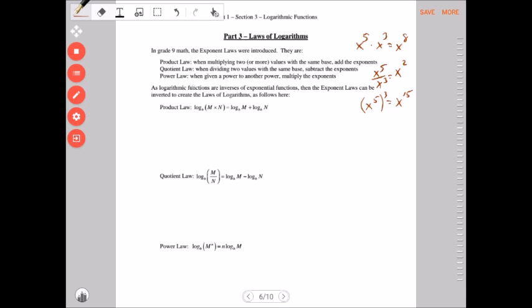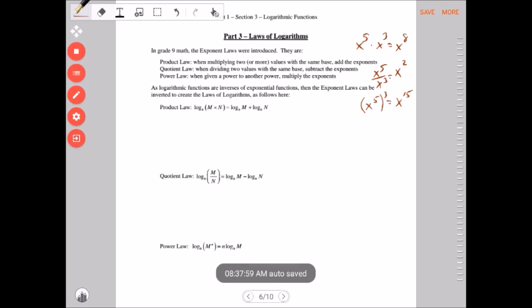Now, as logarithmic functions are inverses of exponential functions, the exponent laws can be inverted to create the laws of logarithms as follows. These formulas are on your formula sheet, and it's just my job to teach you how to use them. So the product law: log base b of m times n is equal to log base b of m plus log base b of n.